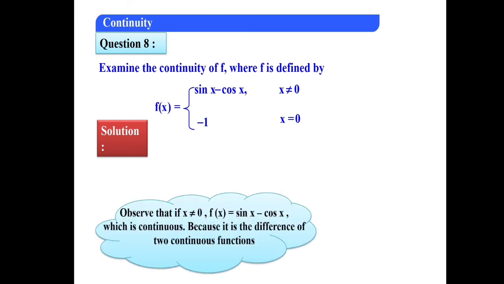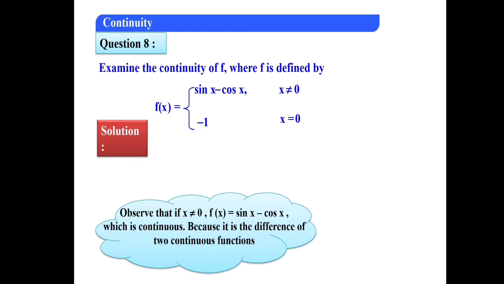Okay, now first observe that if x is not equal to 0, sin x minus cos x is defined, and just now I discussed the subtraction of sine and cos functions, which is also continuous. Therefore it is a continuous function for less than 0 and greater than 0, because it is a subtraction of sin x and cos x. Sine is continuous, cos is continuous, therefore the subtraction is also continuous. Therefore other than the 0 point the function is continuous.